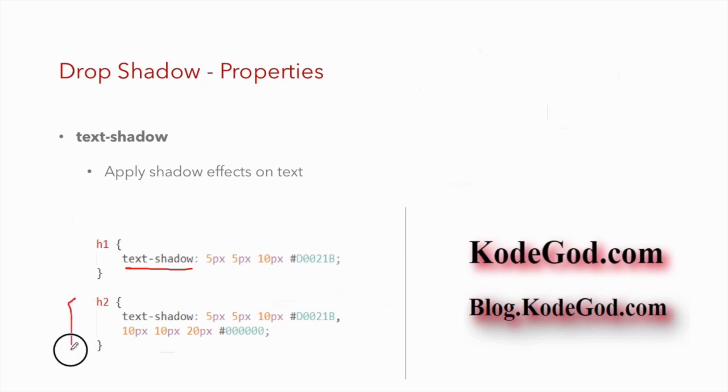In this second example, what we have done is we have applied two shadows. You can see in the first shadow, we have just one shadow with the red color. But here, if you notice closely, we have two shadows. One is in the red color and the other one is the black color.